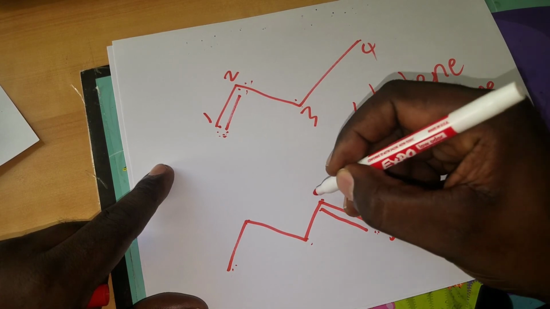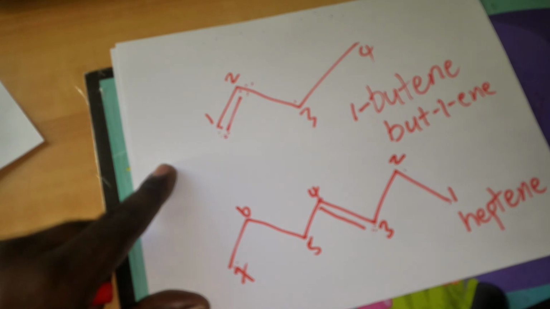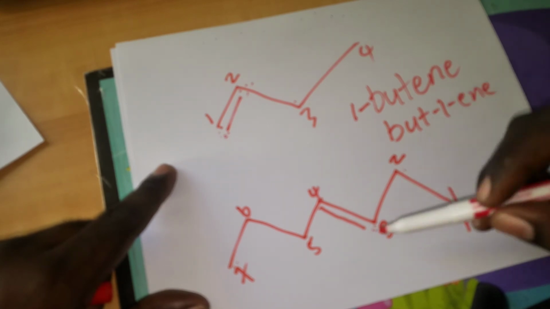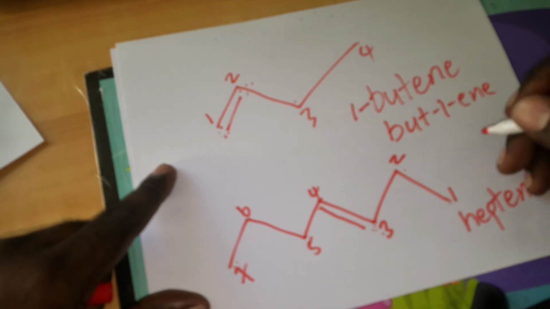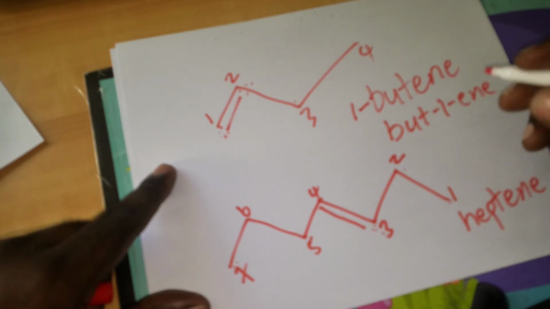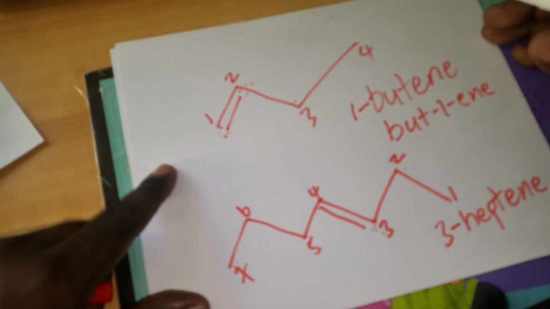1, 2, 3, 4, 5, 6, 7. So there you go, that's your numbered chain now. Now we need to simply tell where the double bond is. It's between 3 and 4. If it's between 3 and 4, we use the lower number, which therefore means that our compound here is 3-heptene. And there you have it. You can name any straight alkene like this. Just follow the 2 rules.